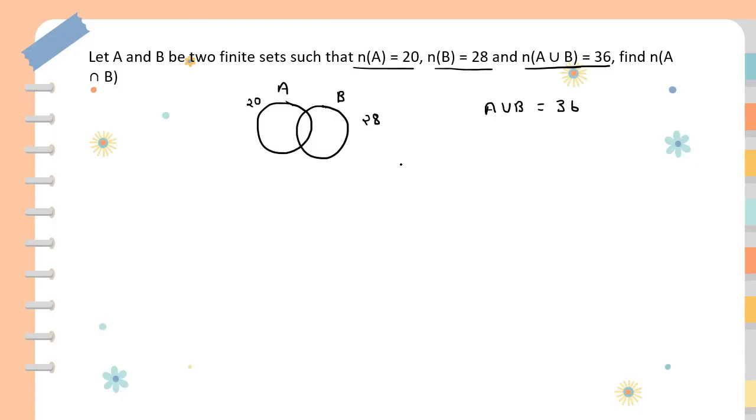I have already told you that the cardinality of A union B is always less than or equal to the sum of the individual cardinalities. Here this is 20 and this is 28, so it would be equal to 48 if both these sets were disjoint.